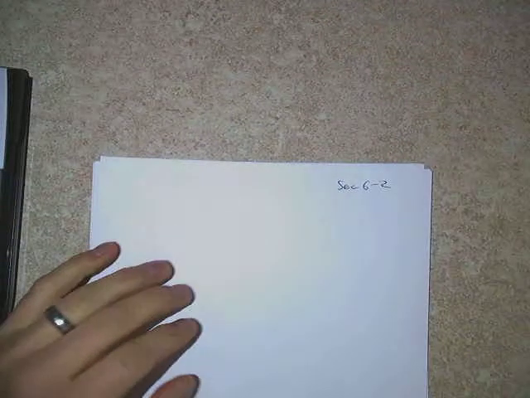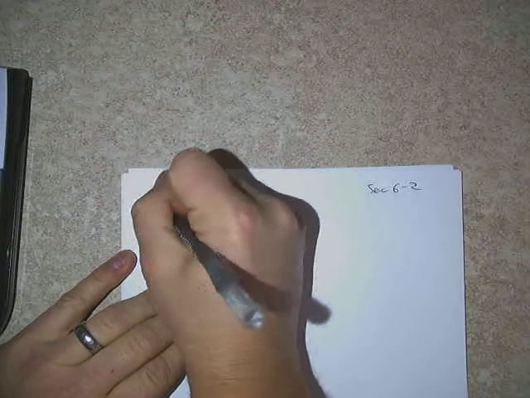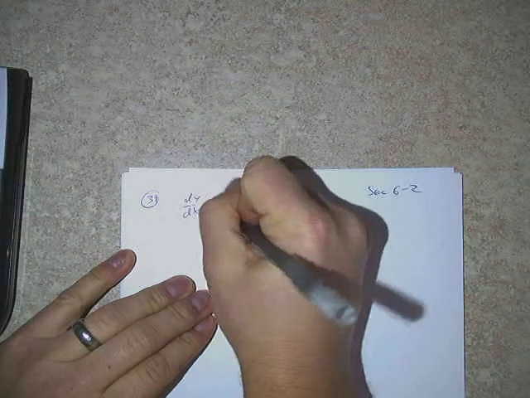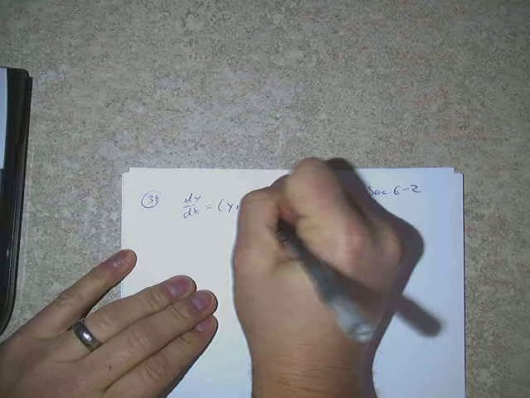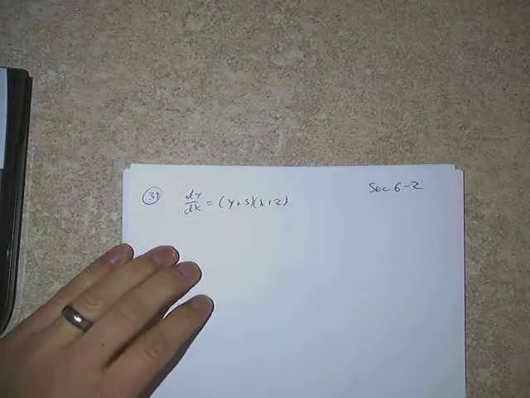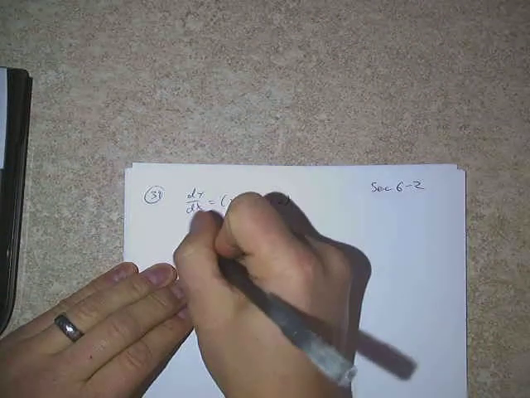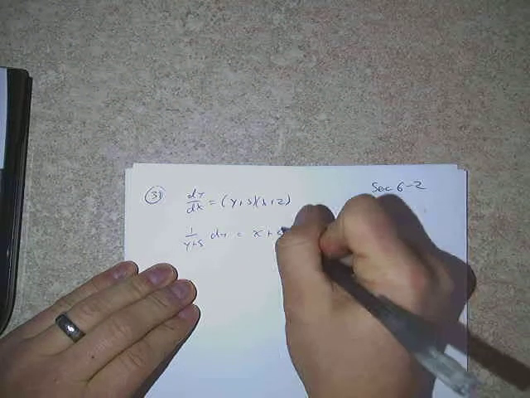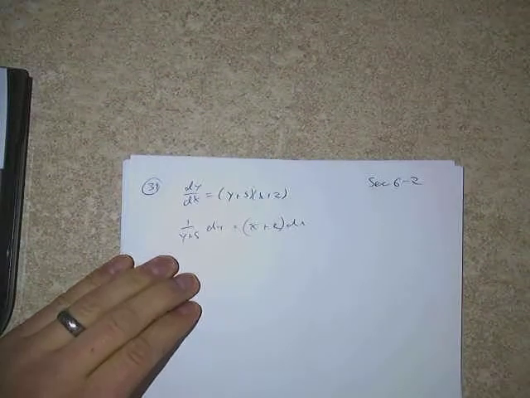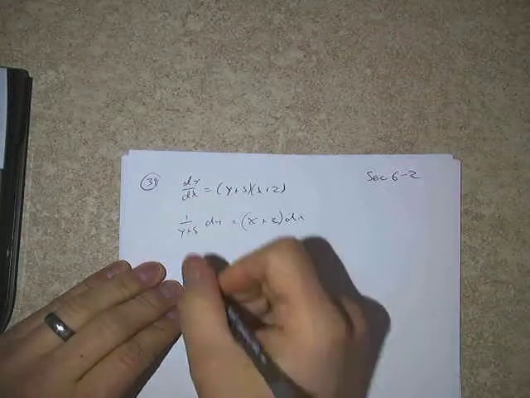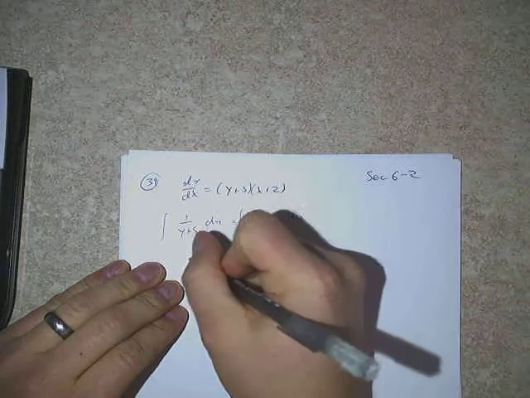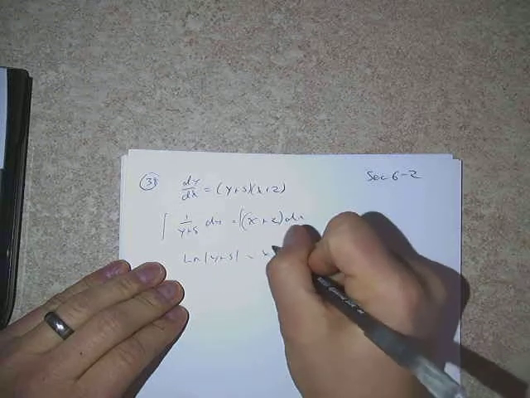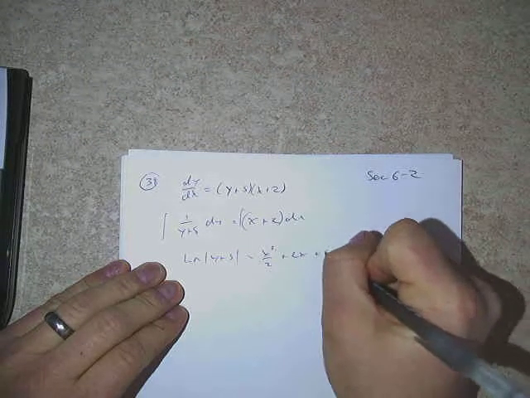Alright, so section 6.2 here, and we're looking at number 39, and the differential equation dy/dx equals (y plus 5) times (x plus 2). So if we separate variables here, we'll bring the y plus 5 on this side, bring the dx on that side, and look as such. And then from there, if we integrate both sides, we get natural log of absolute value of y plus 5. And over here we'd get x squared over 2 plus 2x plus C.